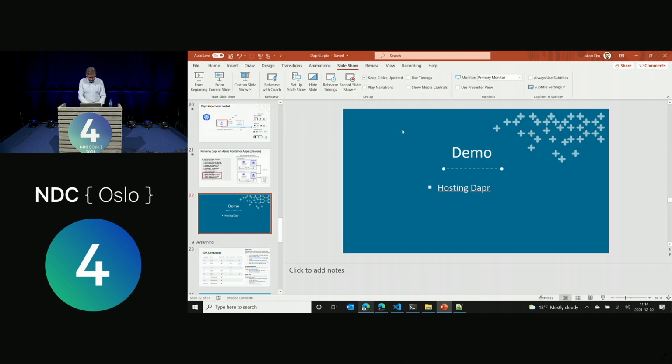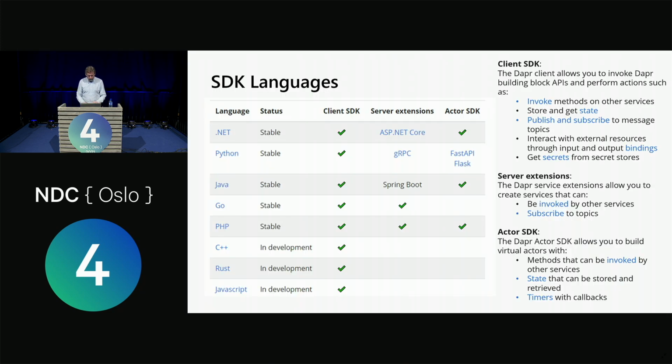All right, so that was a few options. I also have a slide on the SDK languages. I showed you .NET Core today, but there are a lot of SDKs for different languages. So you have a client SDK, that's the basic one that I showed you with the client, and you can all have these invoke methods.